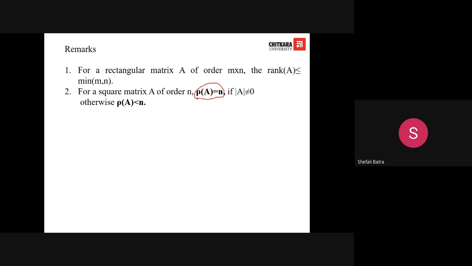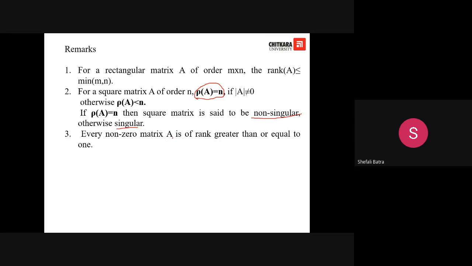So if the rank of a given matrix is equal to n, it means that matrix is a non-singular matrix and the determinant of that matrix is not equal to 0. And if the rank of a matrix is less than n, it means that matrix is a singular matrix. Because it is less than n, it is sure that the determinant of the matrix of order n is equal to 0. Right? So if the rank of a matrix is n, then the square matrix is said to be non-singular, otherwise singular.